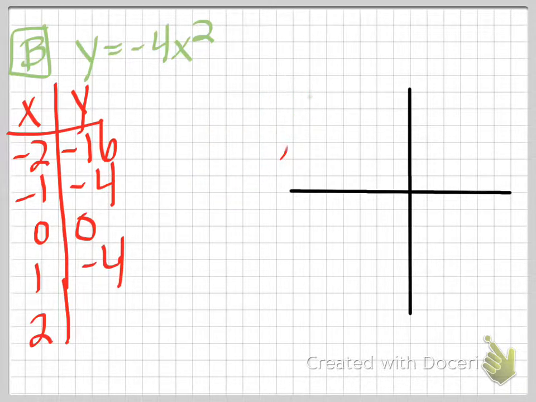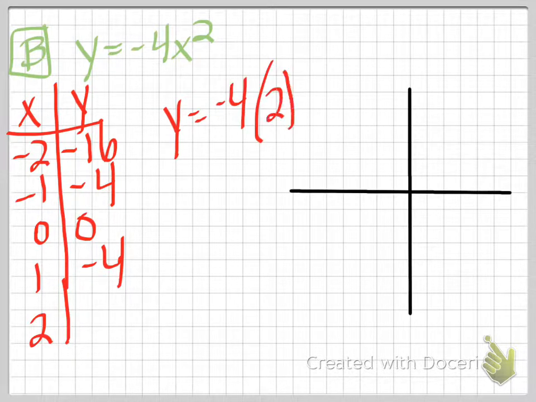You might be noticing a pattern. If not, we'll talk about it tomorrow. Negative 4 times a 2 squared. 2 squared is 4. 4 times negative 4 is a negative 16.